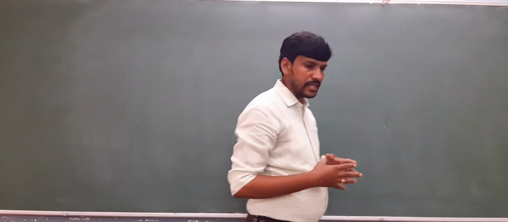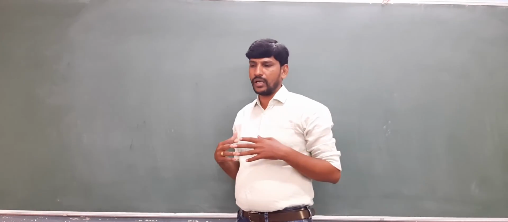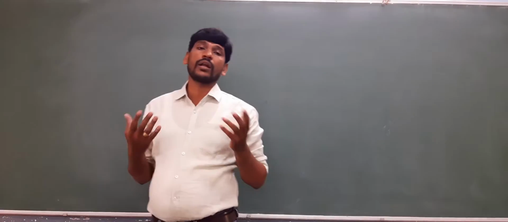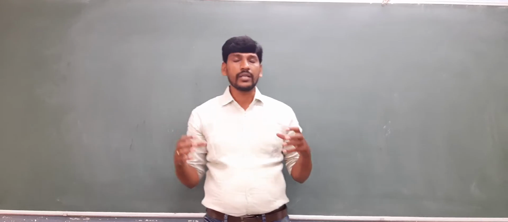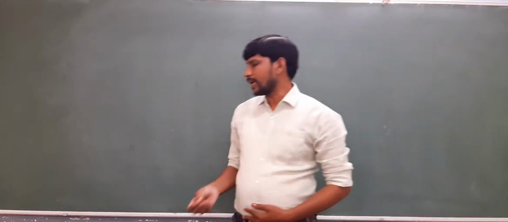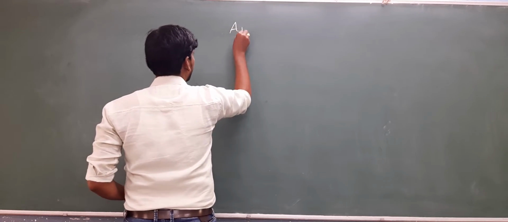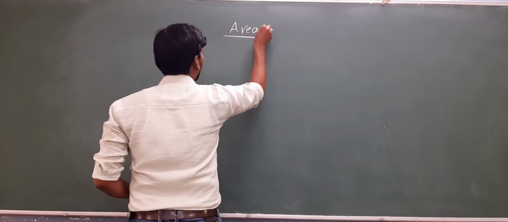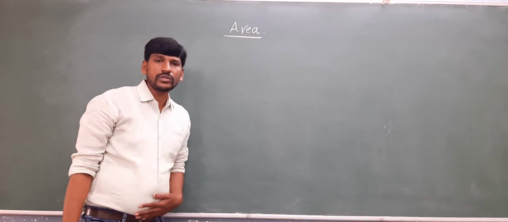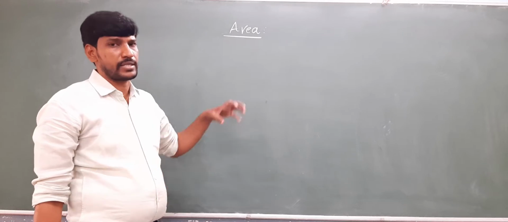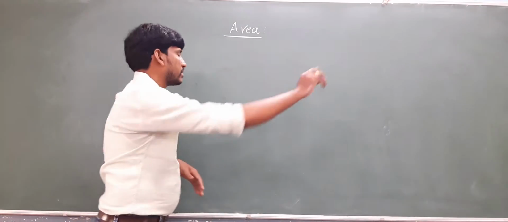Today we are going to discuss the area of different types of shapes. Clear? It may be a regular shape or an irregular shape, we are going to discuss different types of shapes. Today our topic is area. What is area? Area means the space a closed figure occupies. That space is called area. Clear, my dear? Let us discuss.